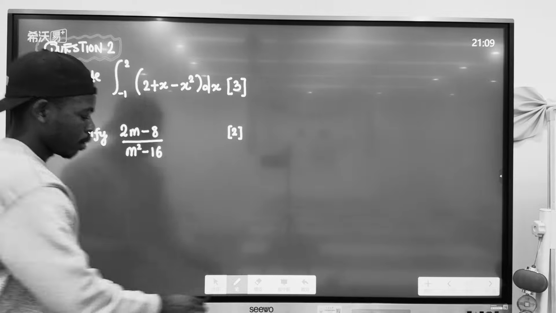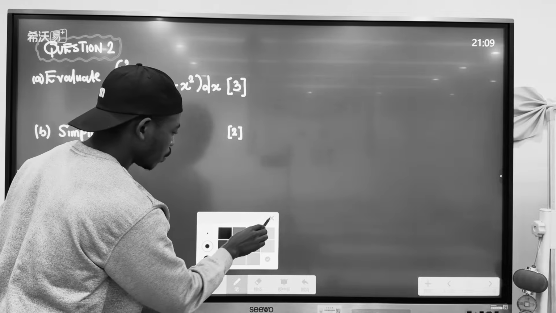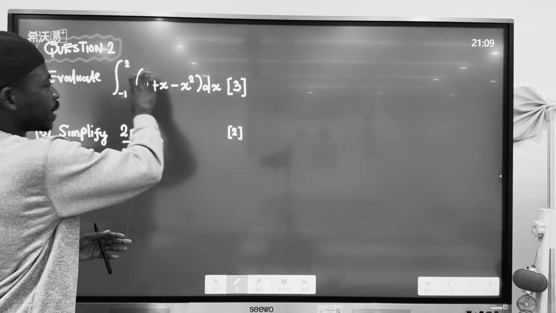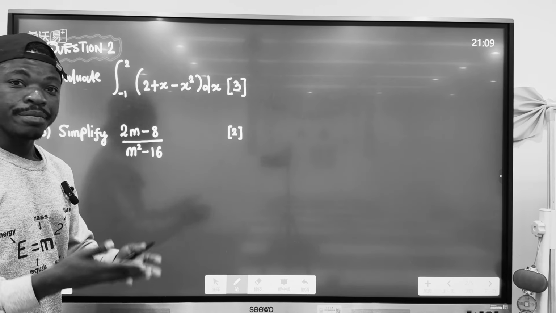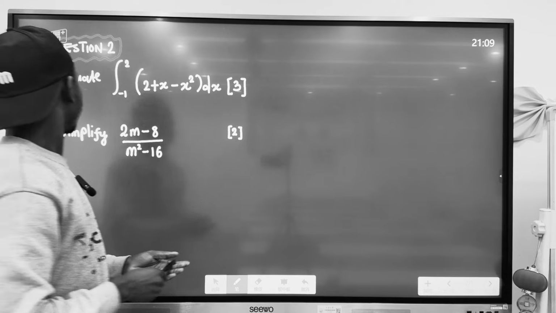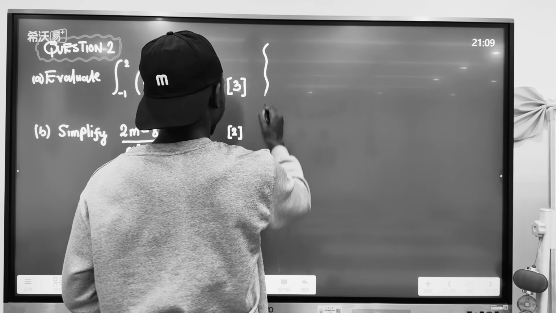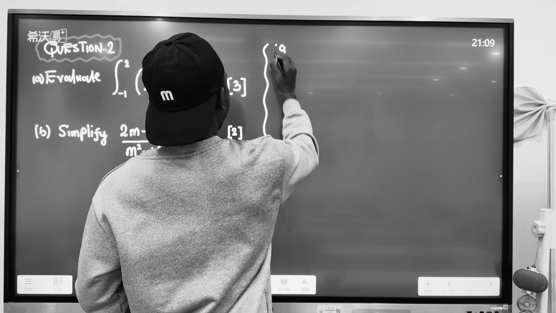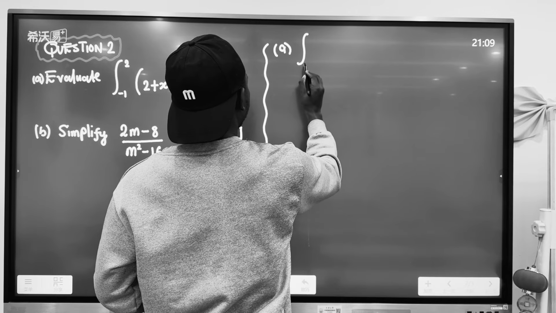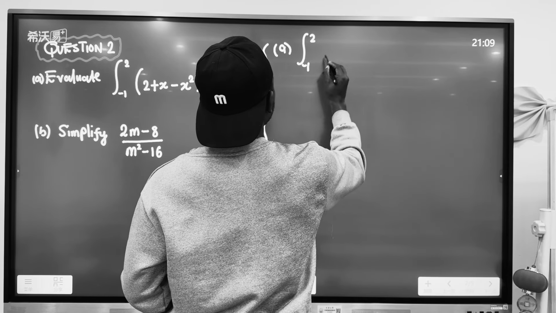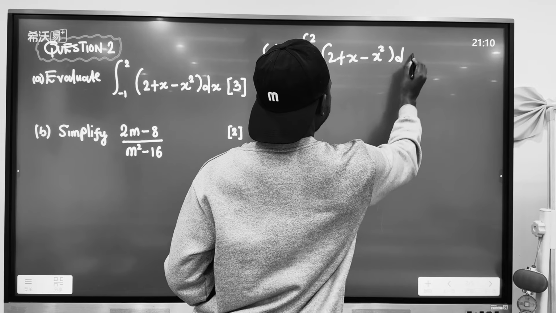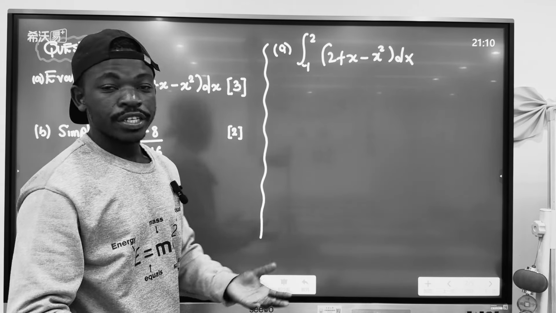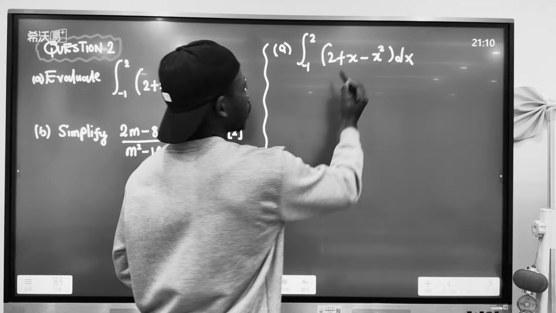It's the same thing. The first thing that we need to do here is to integrate. Then we take into account the limits that we have. Okay? So let's do it. Part A: we have the integral from -1 to 2 of this function. The first thing is to integrate using the power rule. So take note, the power here is 1.